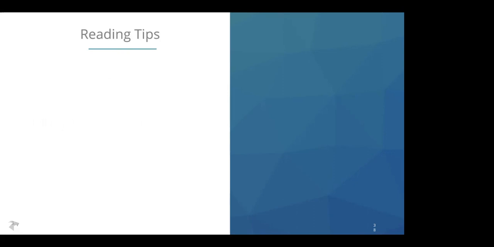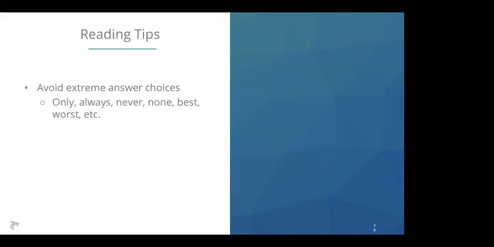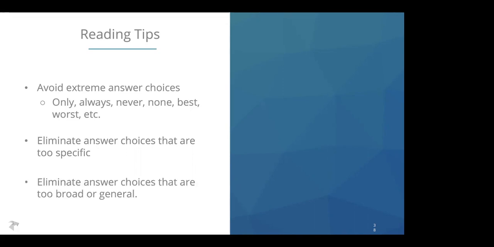In general, avoid answer choices that are too extreme. If you see answer choices with words like only, always, never, or other extreme words, these are unlikely to be the correct answer. You should only choose them if you are absolutely sure that this sentiment is in the passage as well. Additionally, answer choices that are too specific are generally not correct. And similarly, answer choices that are too broad are typically not the correct answer either.